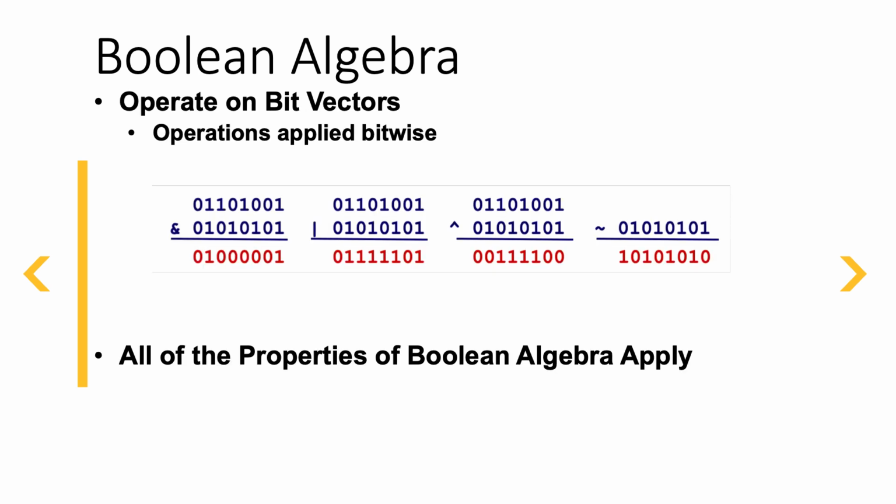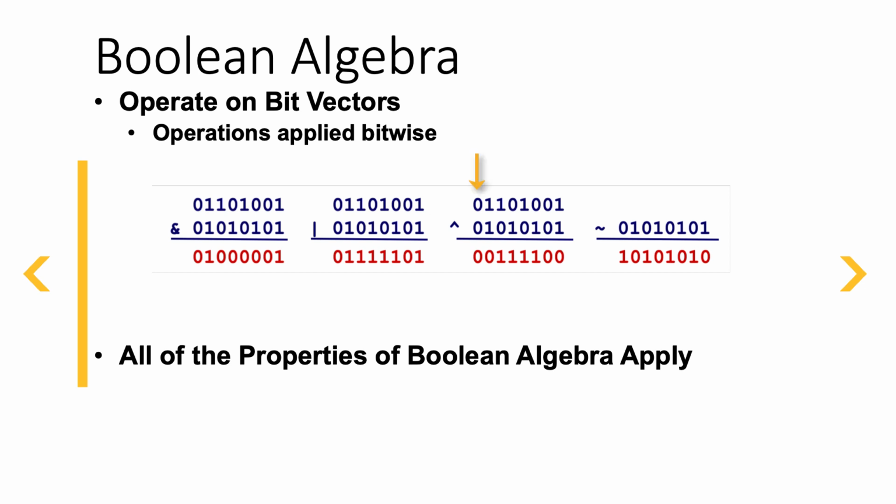Now, we can apply these operations in a bitwise way to bit vectors, right? We don't have to just have a single 0 or 1 and a single 0 or 1. We can take whole big vectors. So in this example, we see whole bytes. And when we apply these operations to these bytes, we just apply them bit by bit. So in the case of the AND over here on the left, let's start at the left and move to the right. 0 and 0 is 0. 1 and 1 is 1. 1 and 0 is 0, and so on.